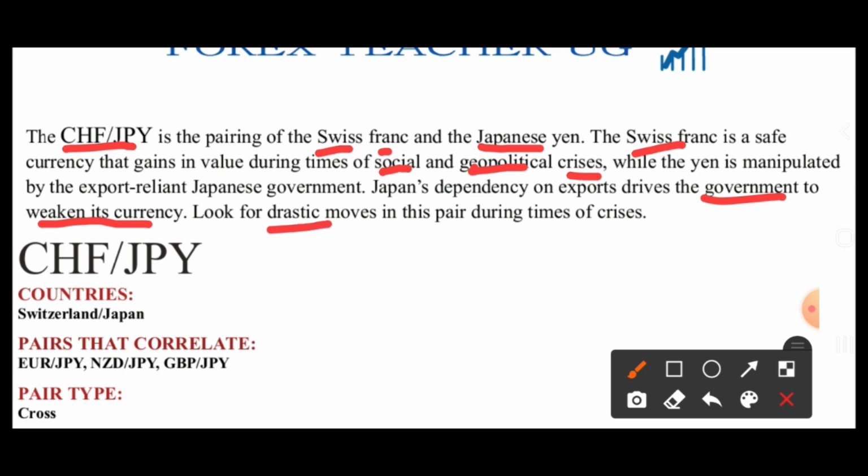So look at the drastic moves in this pair during times of crisis, probably like 2022, 2023. There has been a lot of economic crisis, and we look at how these currencies have been moving. They have been doing a lot of spikes and just consolidating without specific directional movements of the market. The countries are Switzerland and Japan. They correlate with Euro JPY, NZD JPY, and GBP JPY, and the pair type is a cross pair.